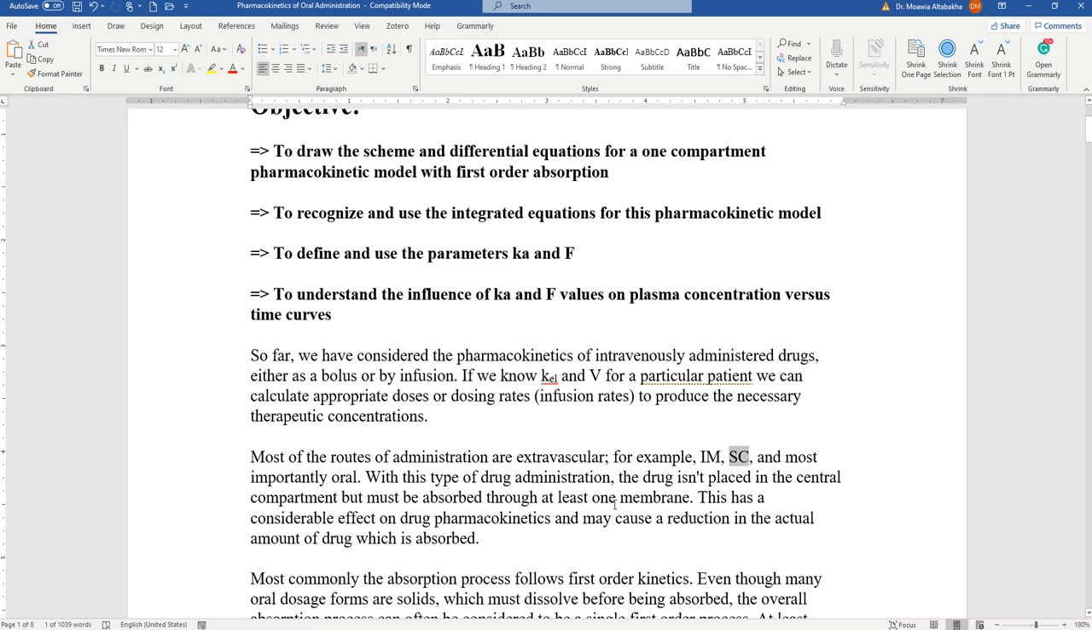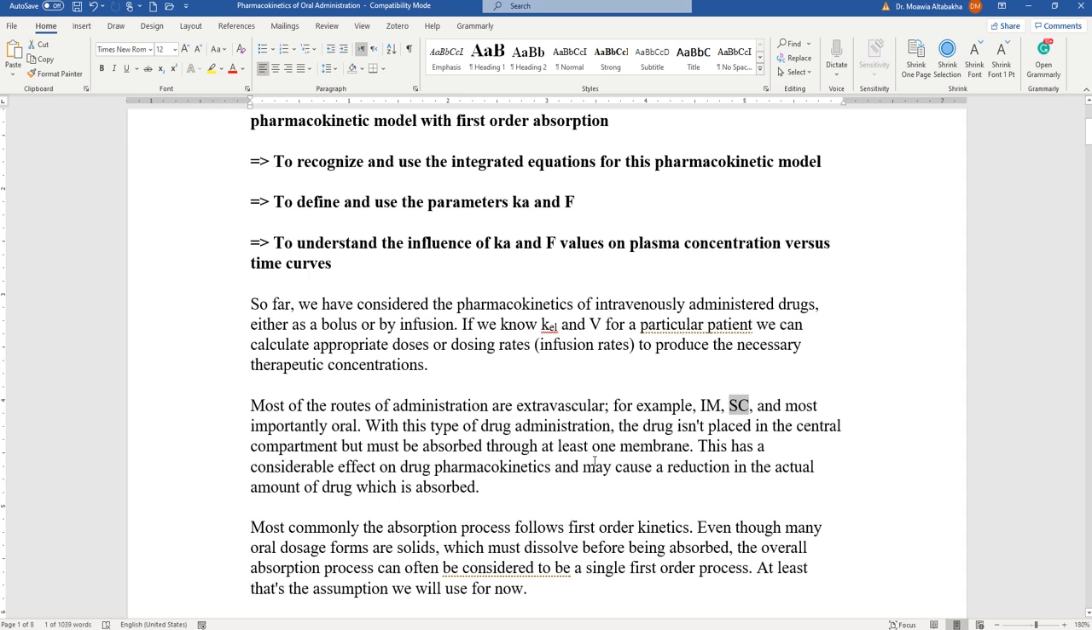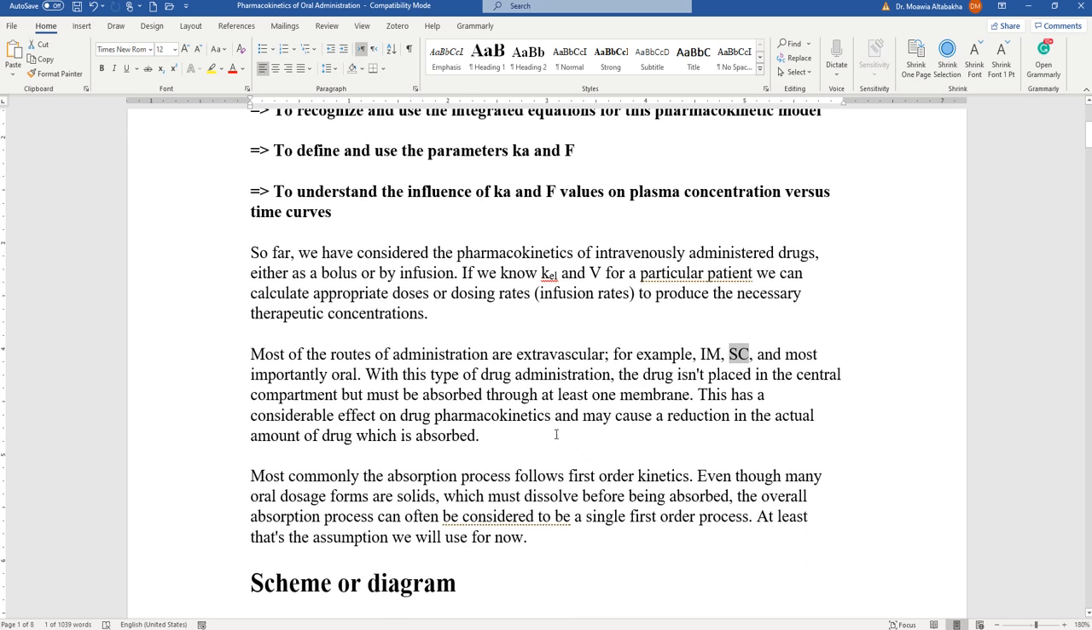Okay, as for oral administration, here we are talking about single dose administration. And as I told you, it's very important. To begin with, we need to think about the scheme. We want to draw a scheme that allows us to derive or to write the differential equation.